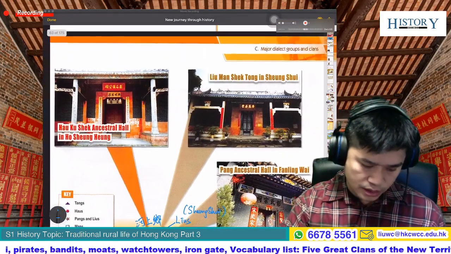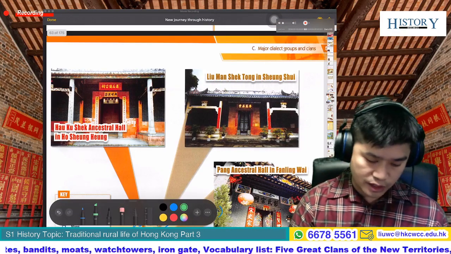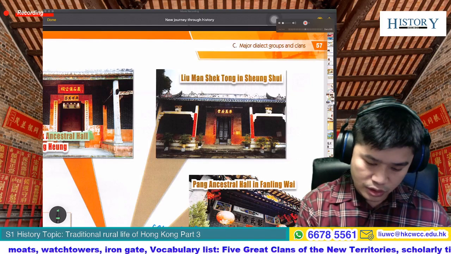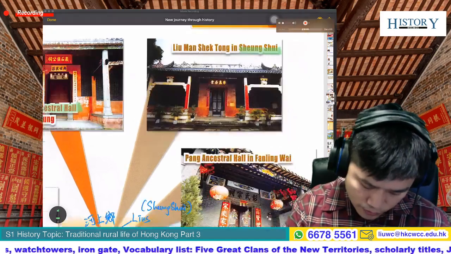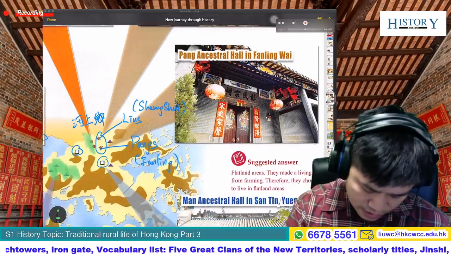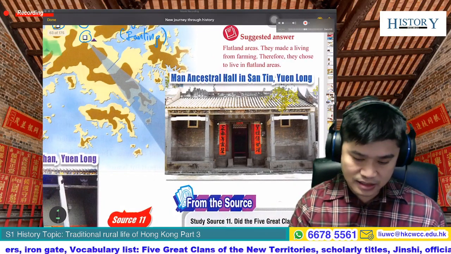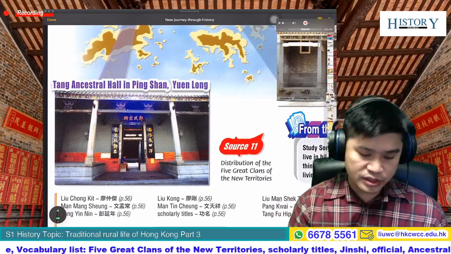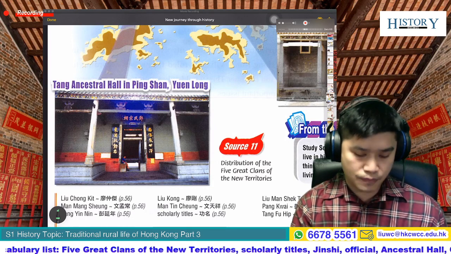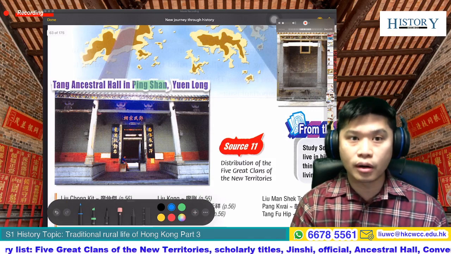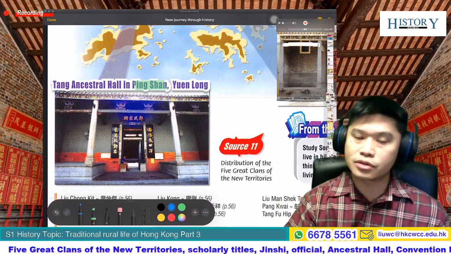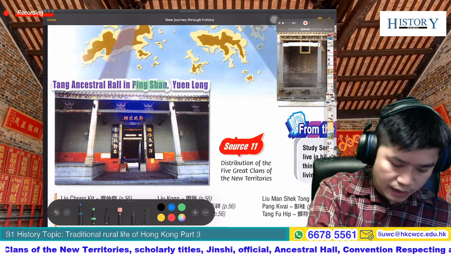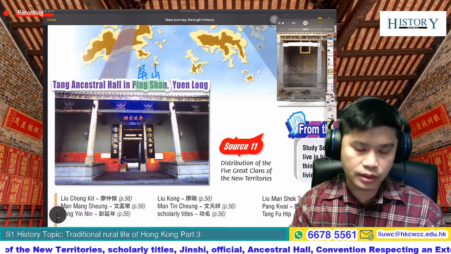And you will see that each of them would have their own ancestral hall. For example, your house here and here, that would be the Lius in Sheung Shui, with the ancestral hall; the Peng ancestral hall in Fanling; the Man ancestral hall in Sun Tin, 文氏一樣啦，新田嗰度啦，頭先我講過元朗啦; and also the Tang ancestral hall in Ping Shan. If you study geography, you will also learn this historic heritage trail, 嗰個平山文物徑啦。So that would be Ping Shan, which is in Yuen Long.